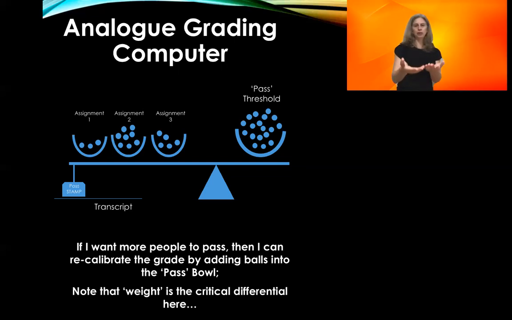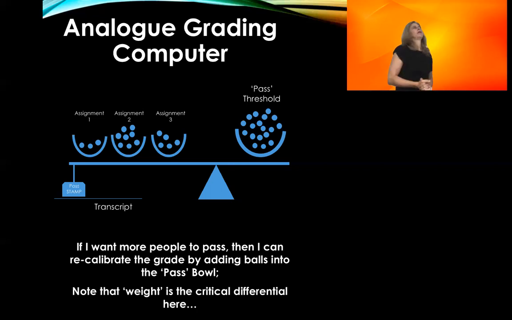I hope you appreciate my beautiful illustration of this, by the way. There's a stamp that's hanging off one end of this seesaw. And as I put marbles into the bowls, and it starts to balance off that pass threshold, eventually it's going to stamp your transcript with a pass. So there we go. We now have an analog grading computer on my desk because I don't know how to add other than with marbles. All I know is to be able to say, I think that was a 6 marble paper, just at the pass threshold. Hopefully you get at least 7 or 8.